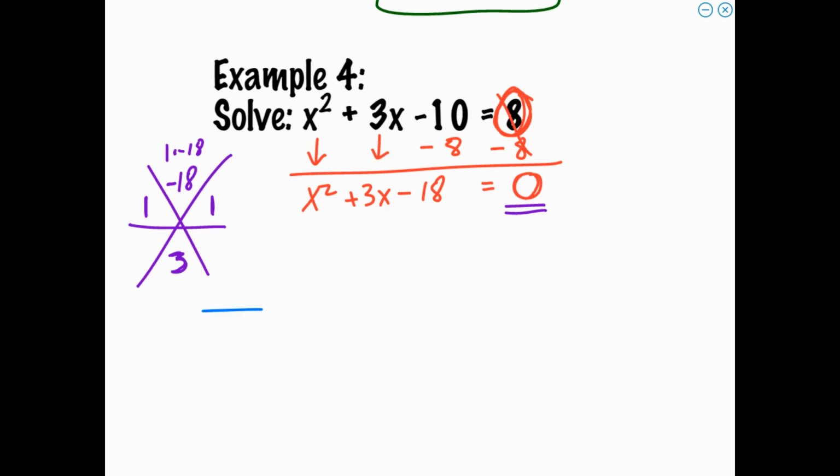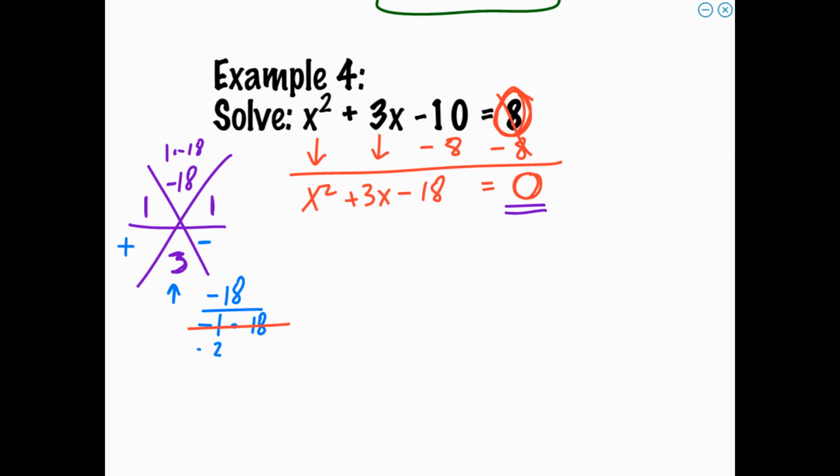Now I need to figure out what is going to give me negative 18 when I multiply, but add to give me 3. The first question I ask myself is, are they going to have the same sign? Well, let me walk through it for everybody this first time, but yes, you're already ahead of us. Do they have the same sign? No, they have to have opposite signs. So one has to be positive and one has to be negative. My bigger number is going to have the same sign as whatever my bottom number has. So start with negative 1. Negative 1 times positive 18 is going to give me negative 18. Do they add together to give me 3? No.